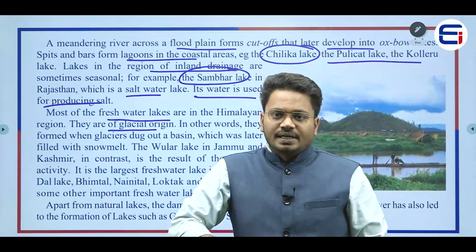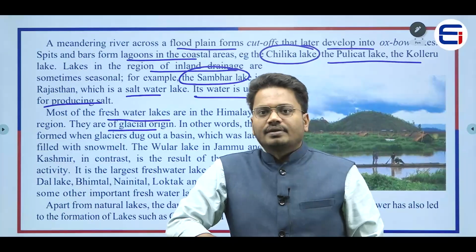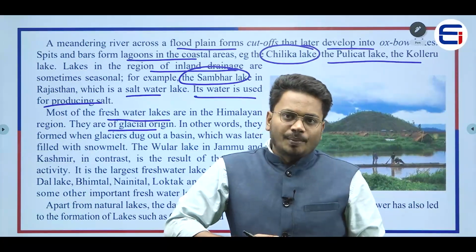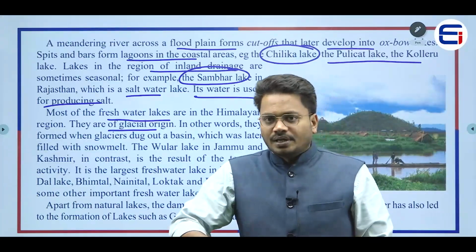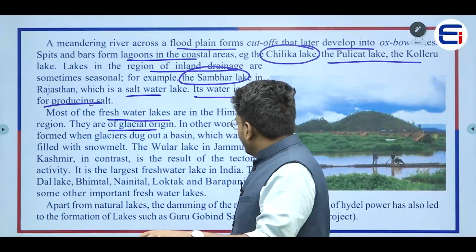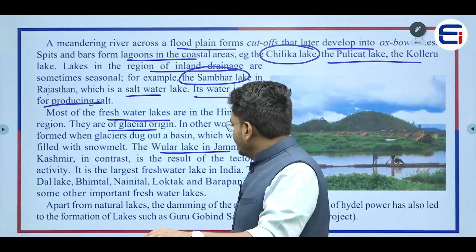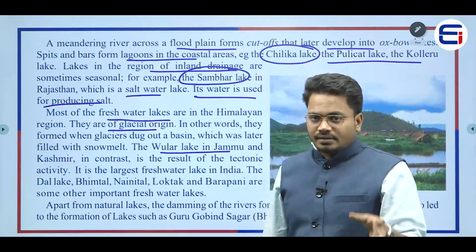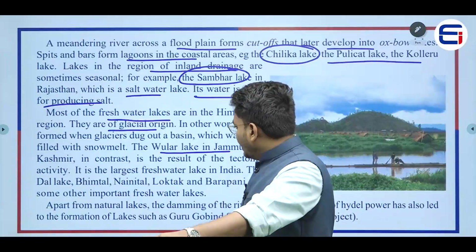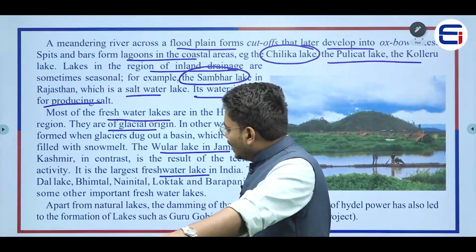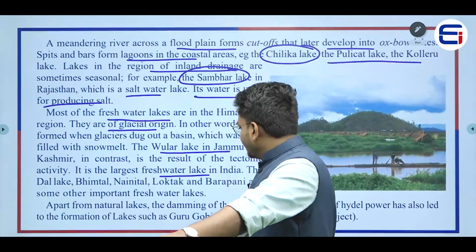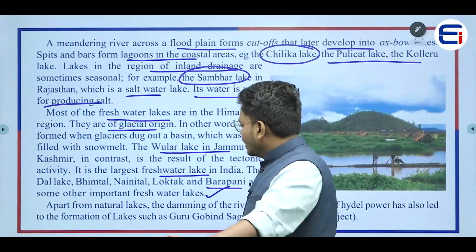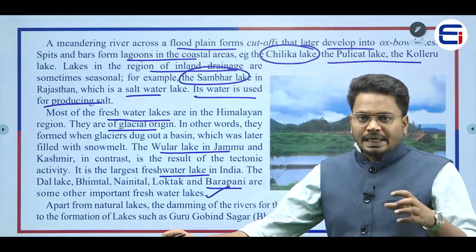So, these Himalayan lakes are very, very freshwater lakes. Why? Because they are formed because of these particular glaciers. Now, if you see, the Wular Lake in Jammu and Kashmir is the result of a tectonic activity which is formed in the Himalayan zone. And Wular Lake is the largest freshwater lake in India, and Dal Lake, Bhimtal, Nainital, Loktak and Barapani are some other important freshwater lakes that are present in India.